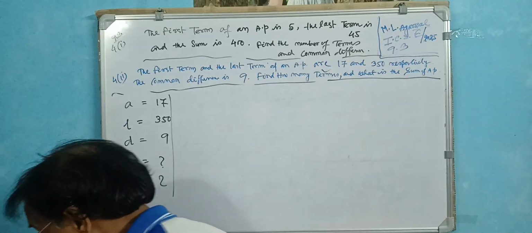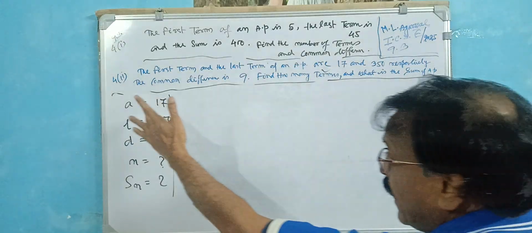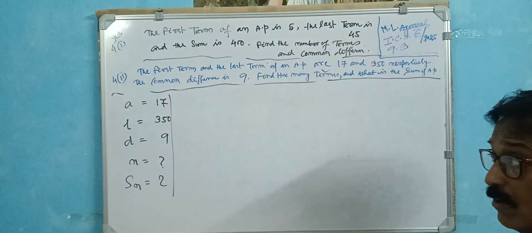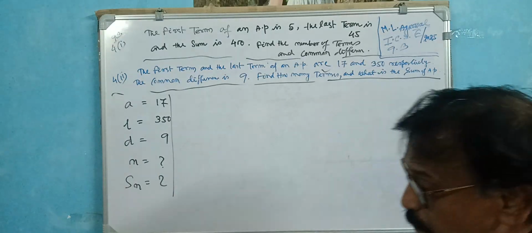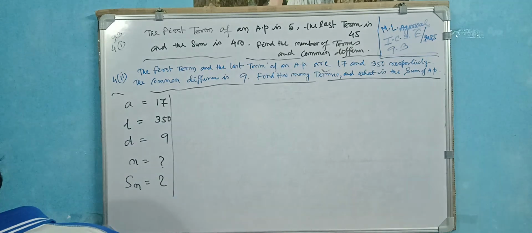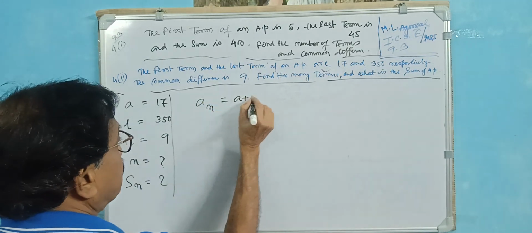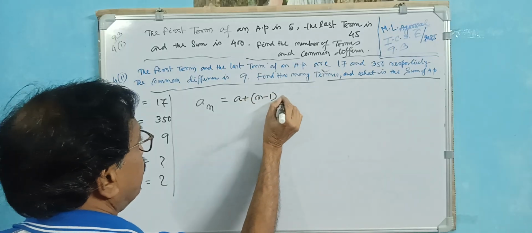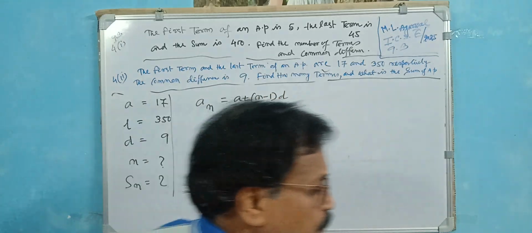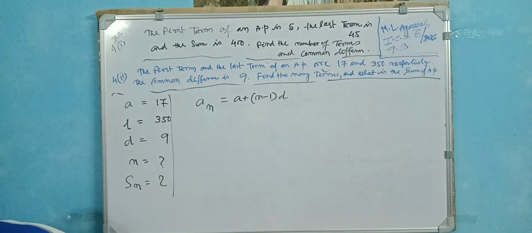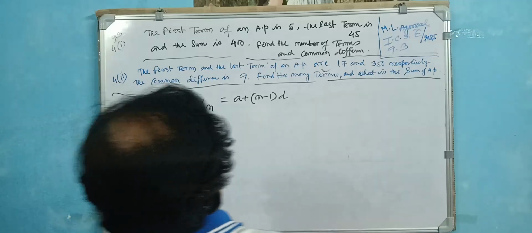Clear? So now, A is given, L is given, D is given, N is given. In which way do you find out the number of terms? You know the formula: an is equal to a plus n minus 1 into d. You just use this formula.